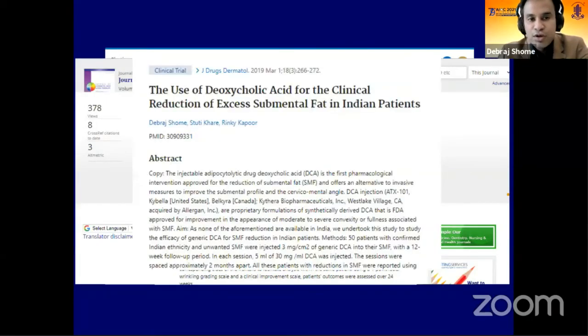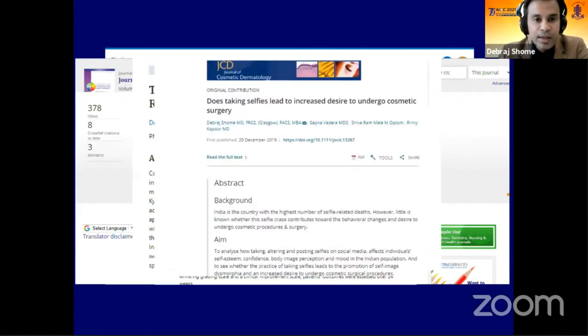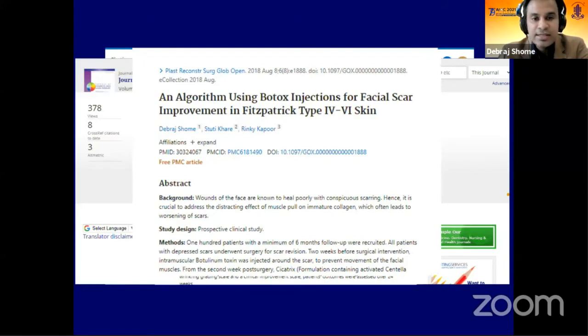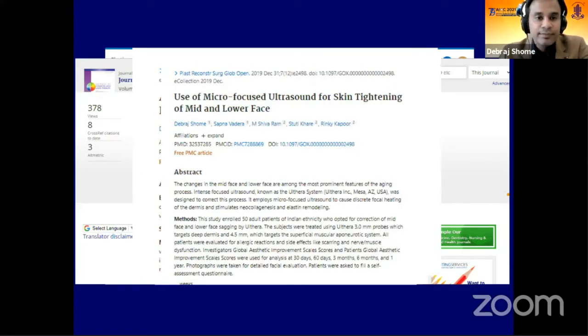This is the use of deoxycholic acid, also called Kybella, for the first time in India. This is a paper which talks about how taking selfies, does it lead to an increased desire to undergo cosmetic surgery? This is a new mechanism of using botulinum toxin for facial scar improvement, a new indication for which Allergan now is applying for an on-label license. This is the use of Althera again.